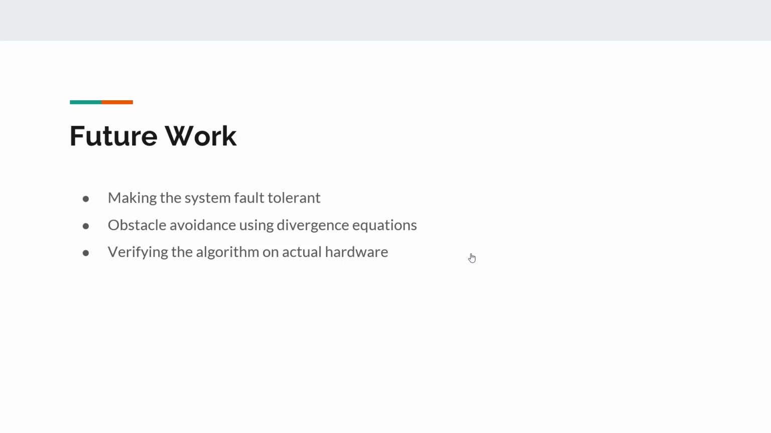Another is obstacle or collision avoidance using divergence equations. Using convergence equations, we have achieved forming the consensus point. There is a possibility that when the robots are converging towards one particular point, the robots may collide with each other or face obstacles. So in order to avoid that, we are working on deriving the divergence equations. When there are any obstacles, the robots go through these divergence equations to diverge from each other to avoid collisions between themselves and with any obstacles.